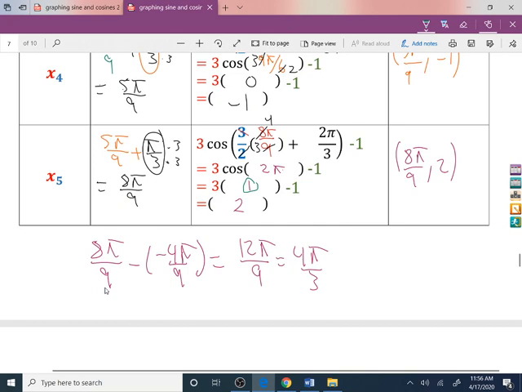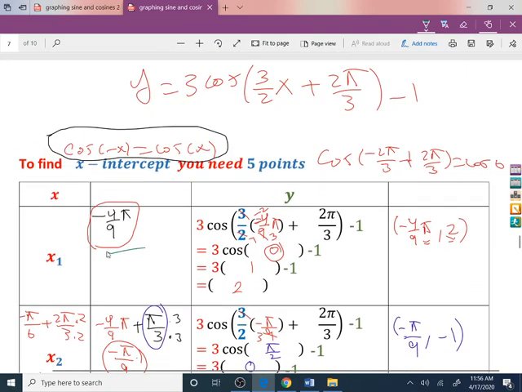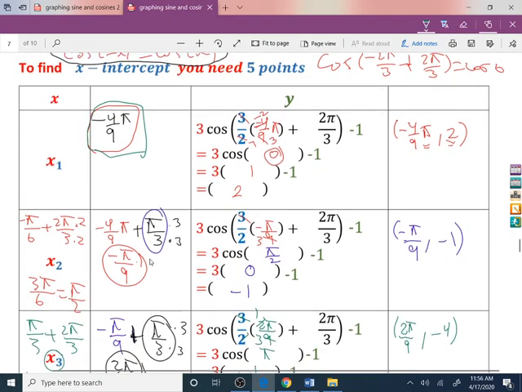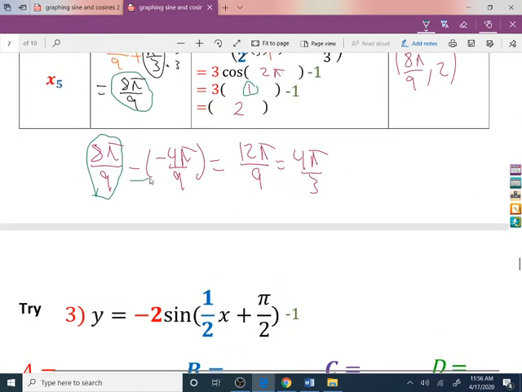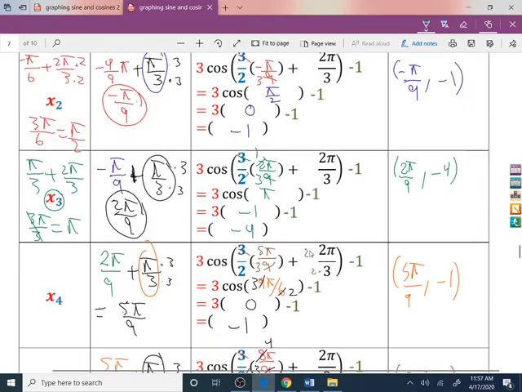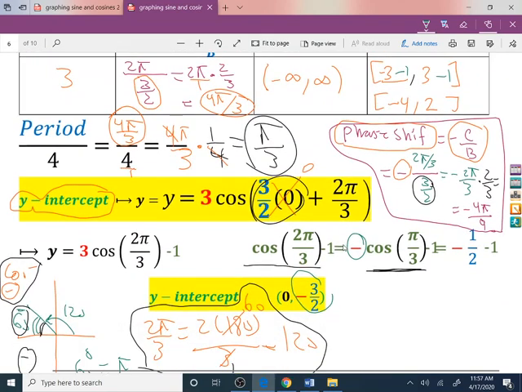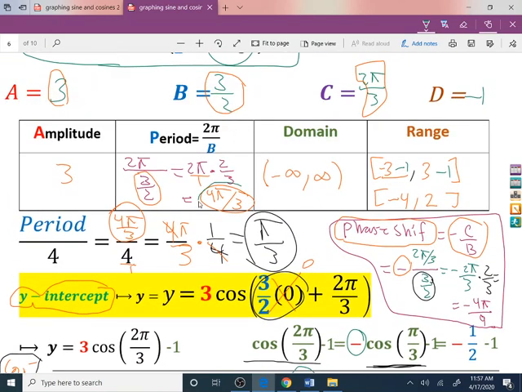Then my last one. What I did here, look here, this is the first, this is the last point, which is this guy, minus the first point, which is this guy, negative 4 pi over 9. The two negatives turn to be what? Positive. Say with me, positive. 8 plus 4, 12 over 9. Divide by 3, divide by 3, and here what? 4 pi over 3 is my period. Then always, to check your answer, the difference between the first and the last has to equal my period.